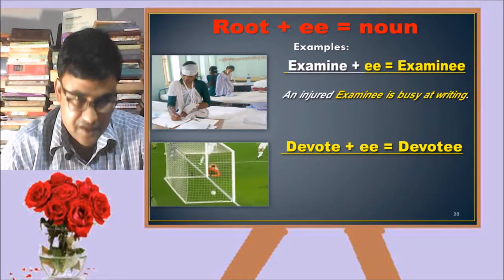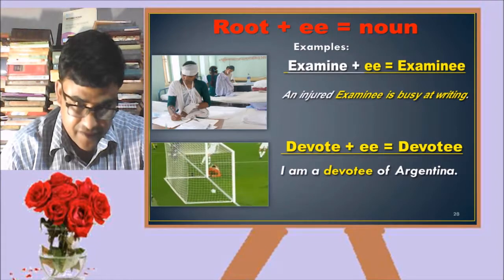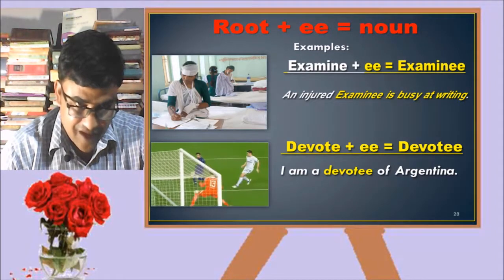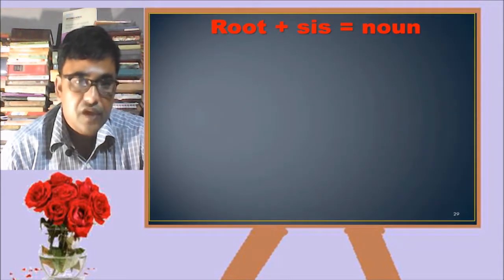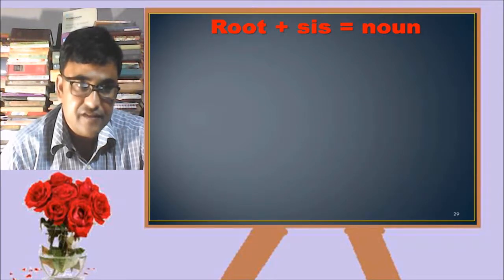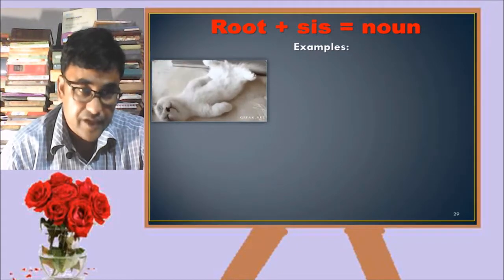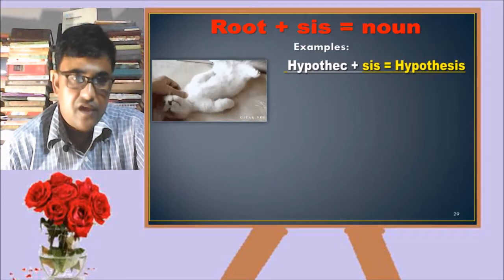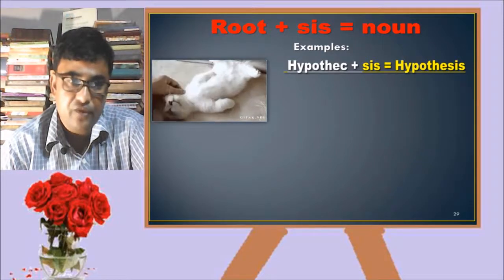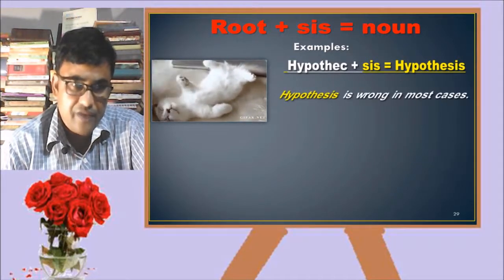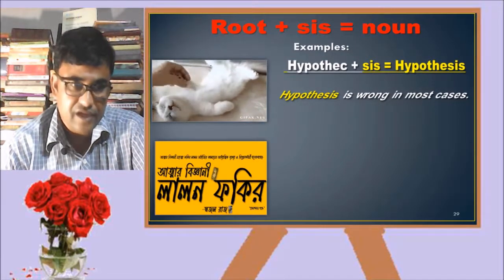Devout plus double E equal devotee. I am a devotee of Argentina. I think you understood. Root plus SIS, that is sis, equal noun. Example. It's a very important matter. Hypothetic plus SIS, that is sis, equal hypothesis. Hypothesis is wrong in most cases. Look at another picture.